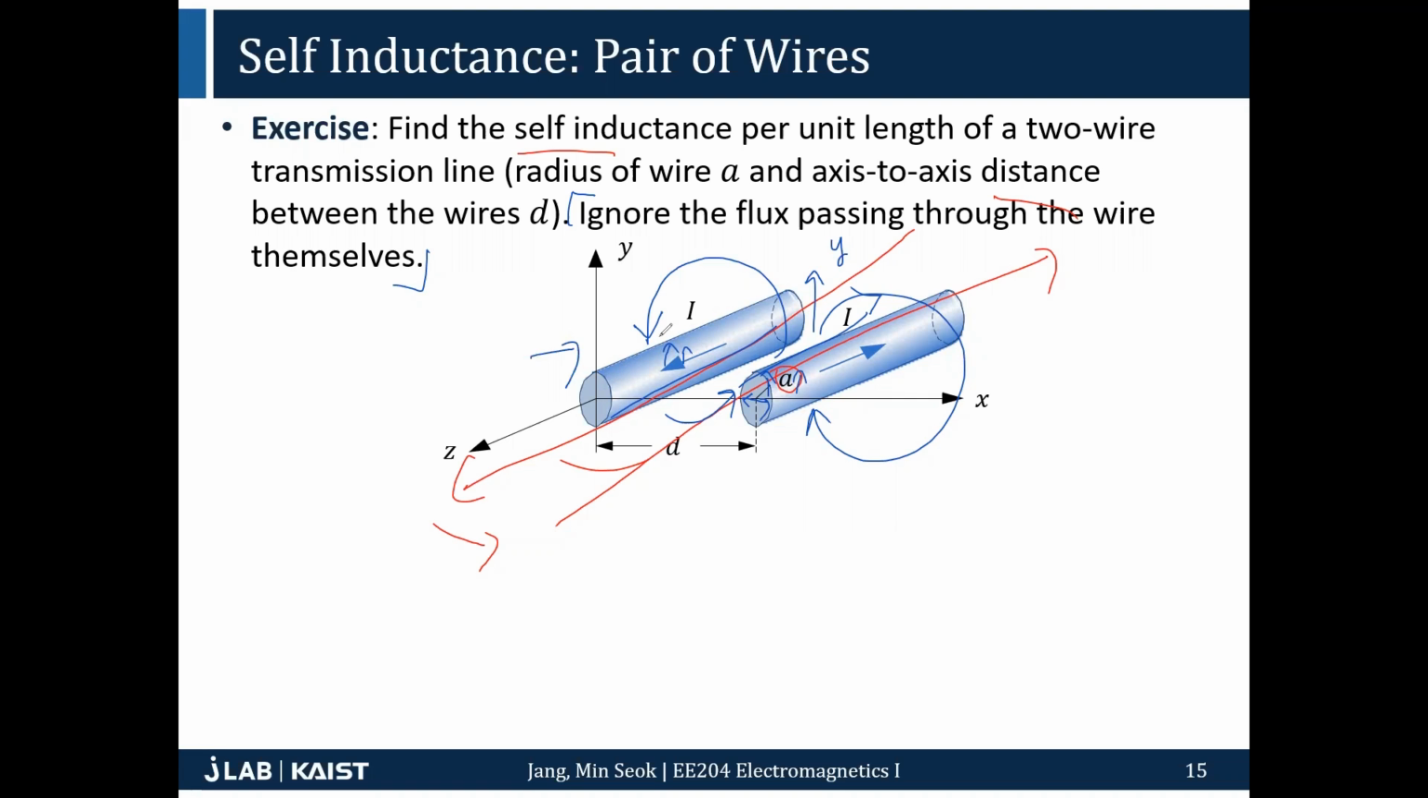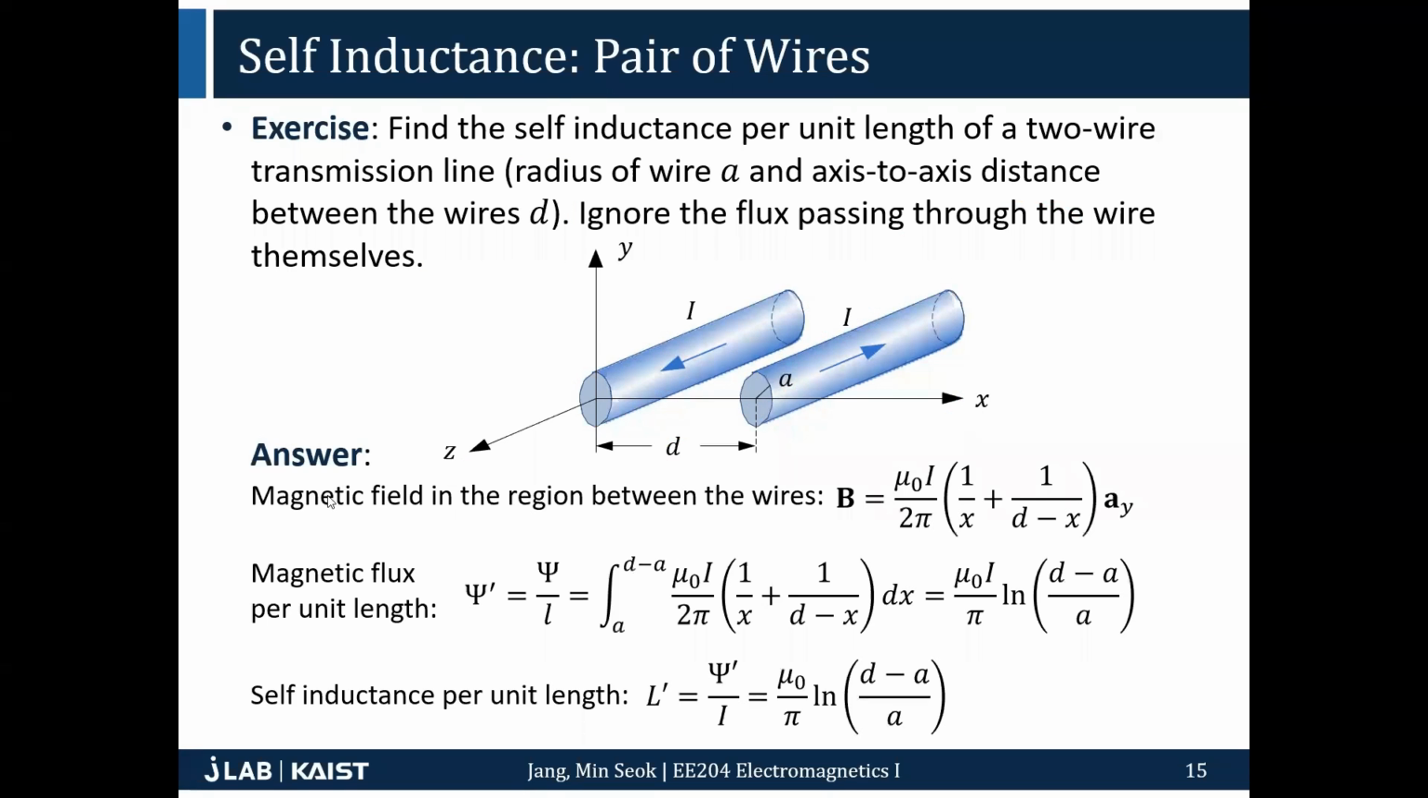And solving this problem itself is easy, right? In order to obtain the magnetic field, we know the magnetic field due to a line current. So this part is due to the current 1. And this part is due to the current 2, right? The magnetic field.